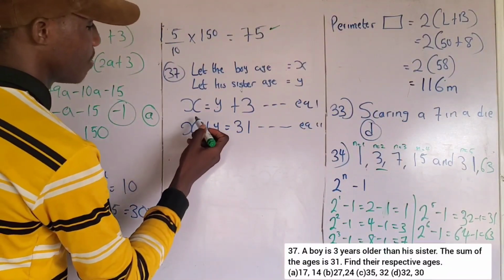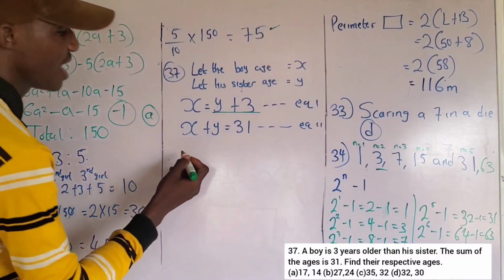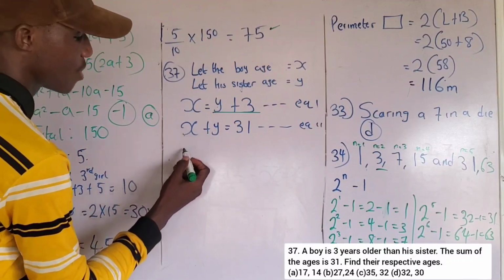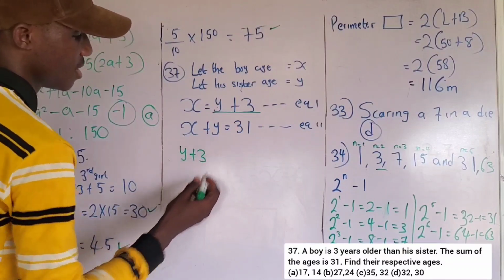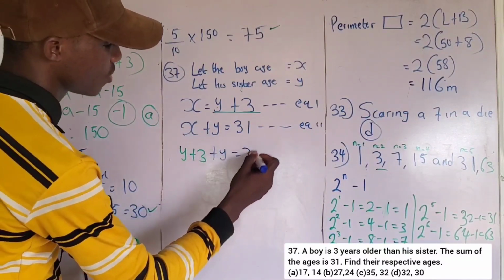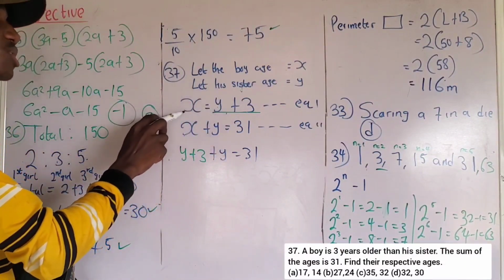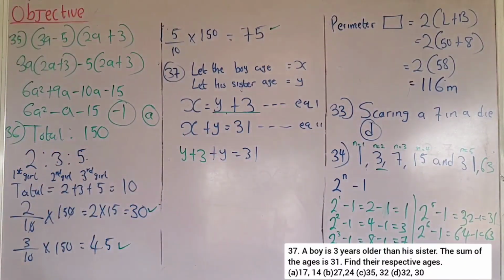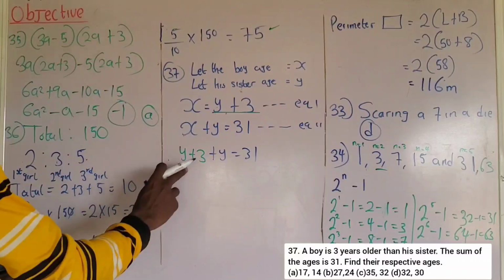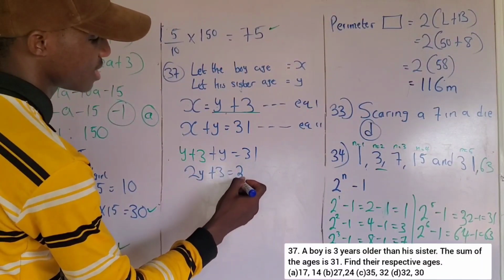All you have to do is replace the value of x in equation 2 by y plus 3. Since I have x here, I'm going to have y plus 3, then plus y is equals to 31. What I did was replace this x by y plus 3 because from equation 1, x is equivalent to y plus 3. Do you understand? From that we can easily solve for the value of y. y plus y is 2y, so I'm going to have 2y plus 3 is equals to 31.